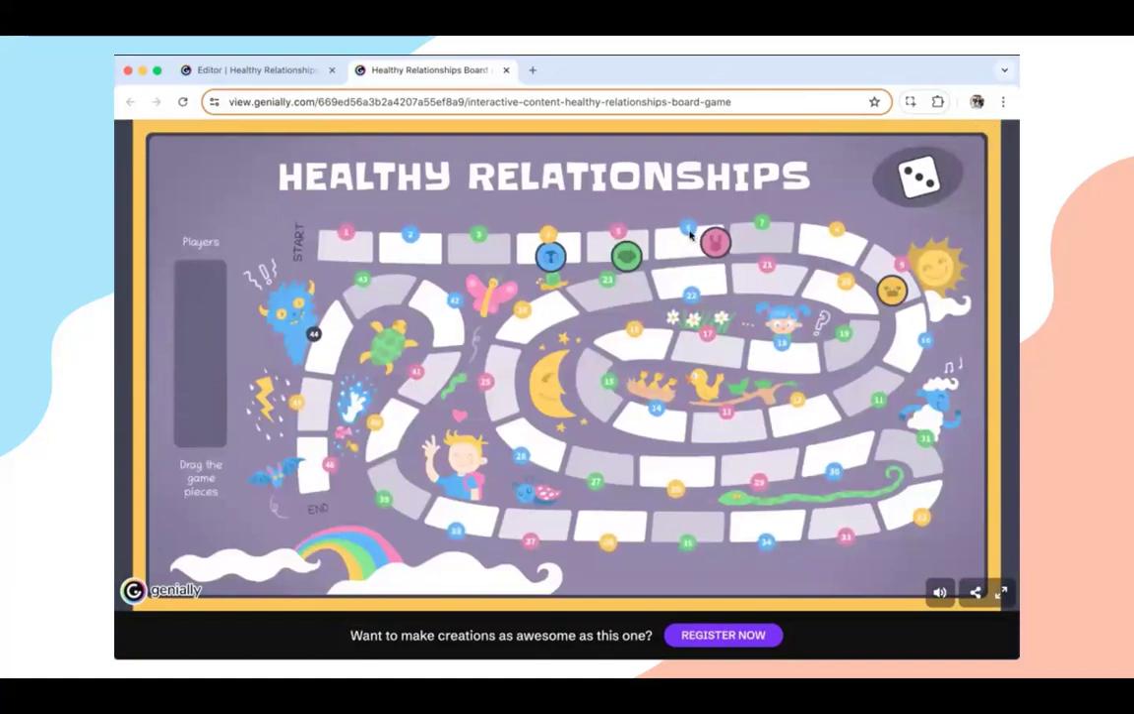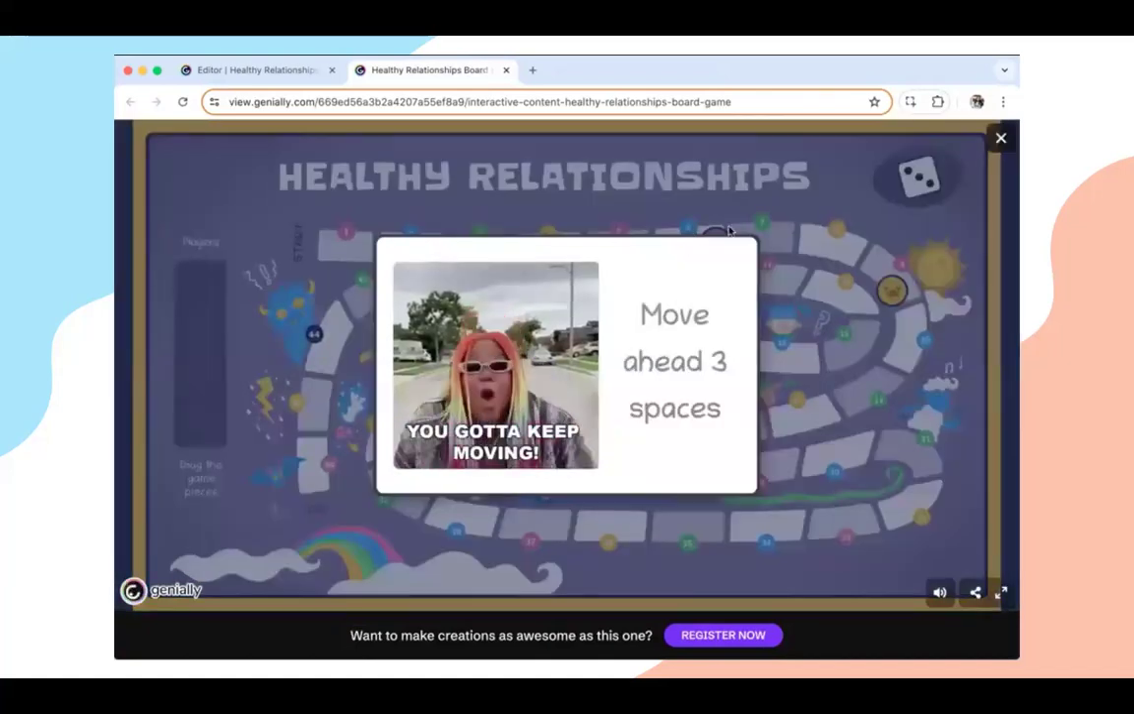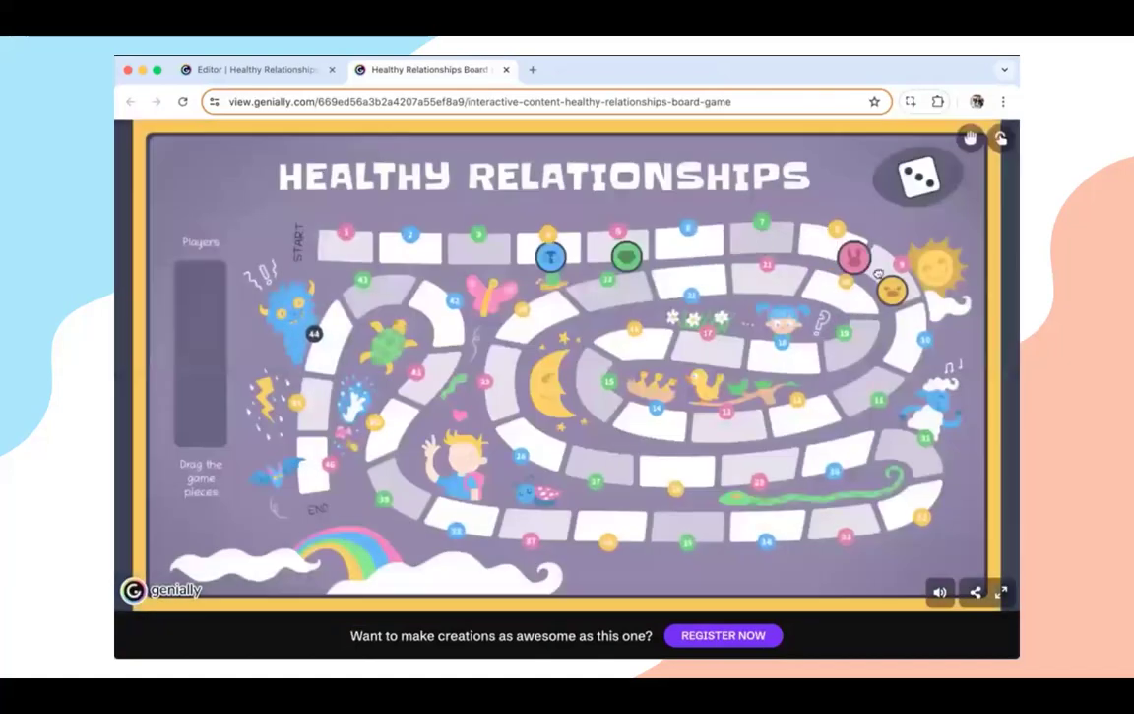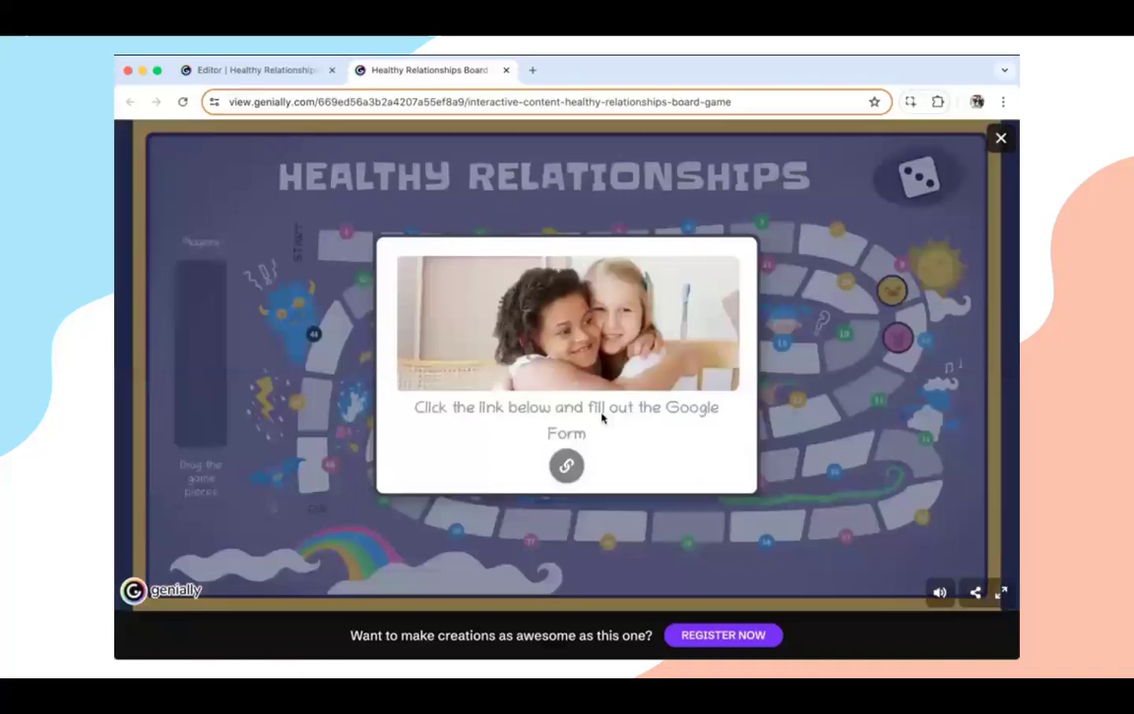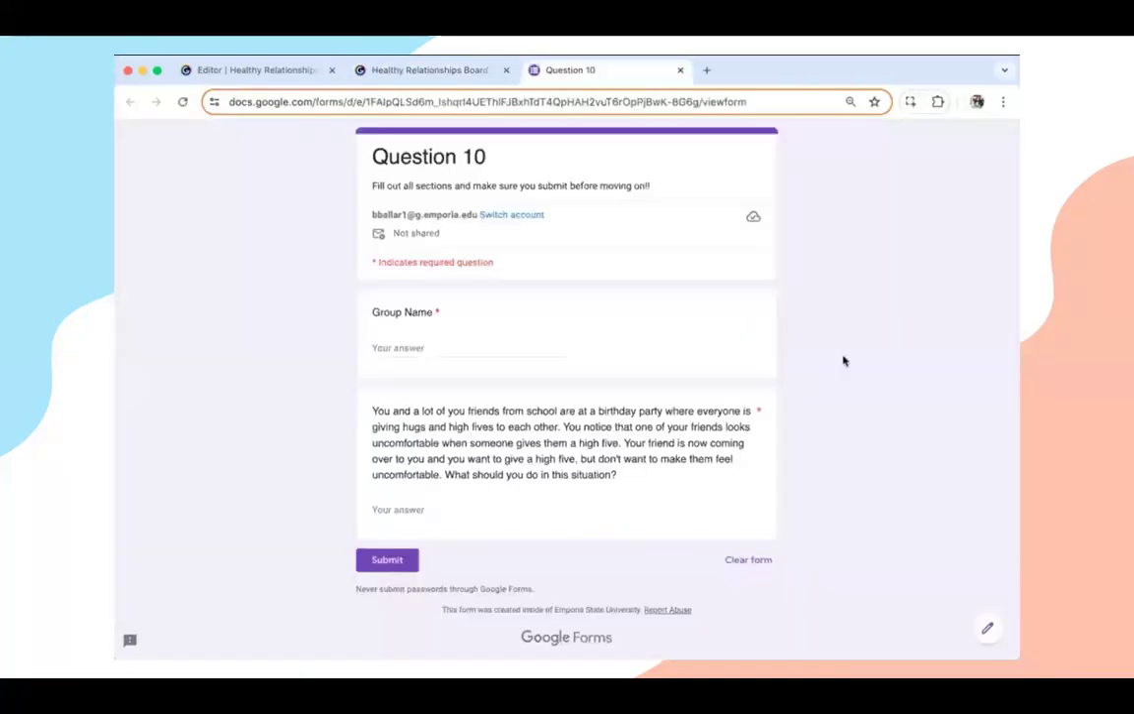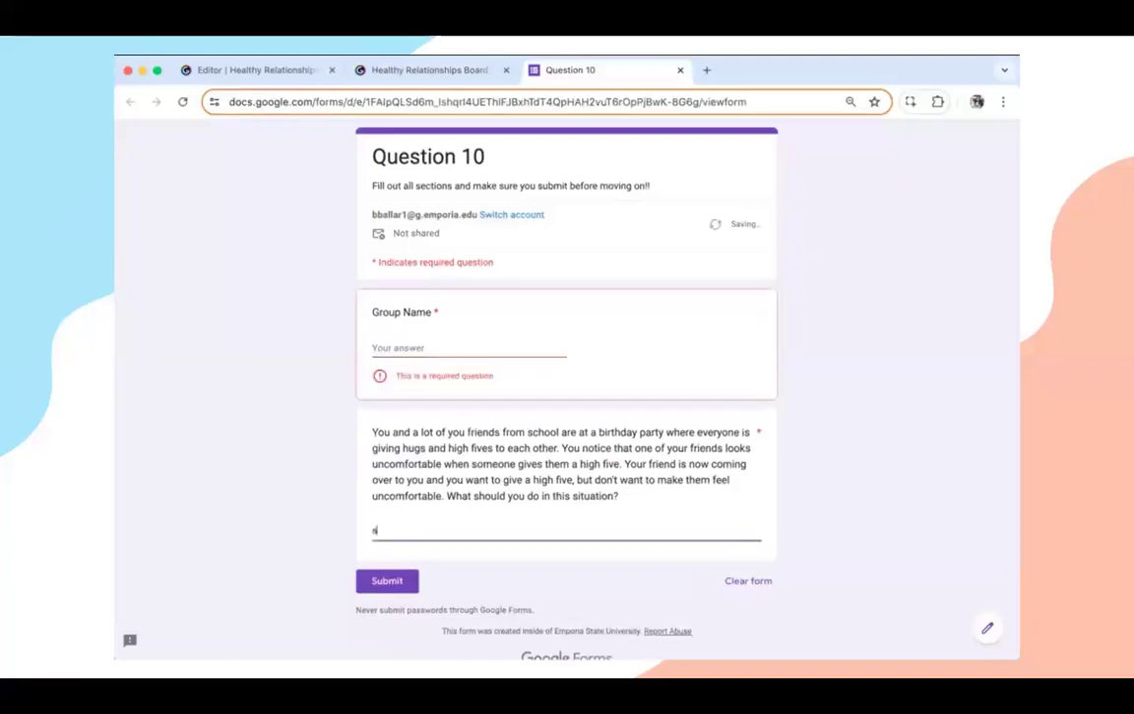But this one, they moved forward 3, but somebody was already on that space. So then they're going to go again. And then that one was already taken, so they moved to the next available space. And then this one is a Google form. So they'll type in their answer and submit at the end after they talk about it and find a consensus on what's a good answer.